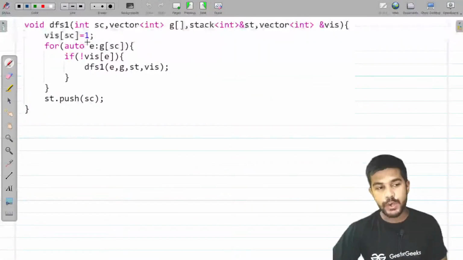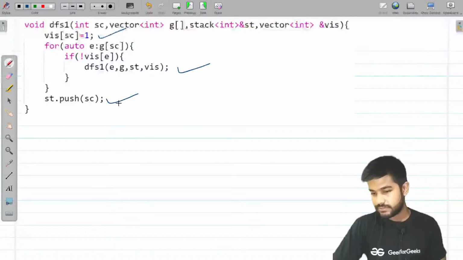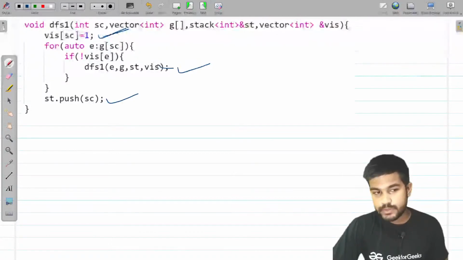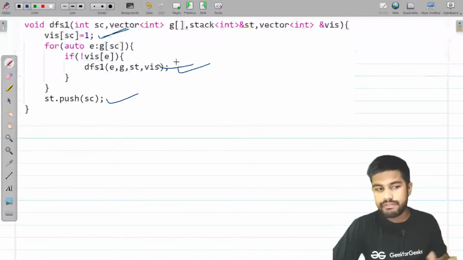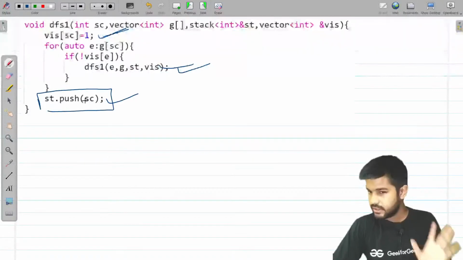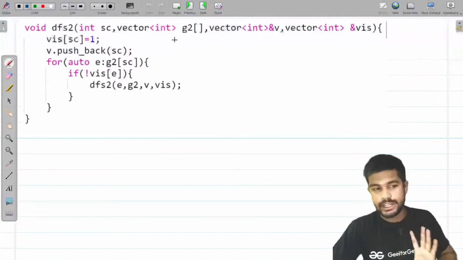At first, what we are doing, we are marking it visited. We are visiting the neighbors and we are pushing the source itself. Marking it, yes. Same thing as the normal DFS, just at the end you would be pushing the source itself. Good to go. Now we would be moving on to the second DFS.